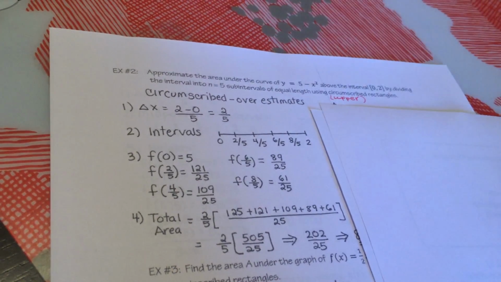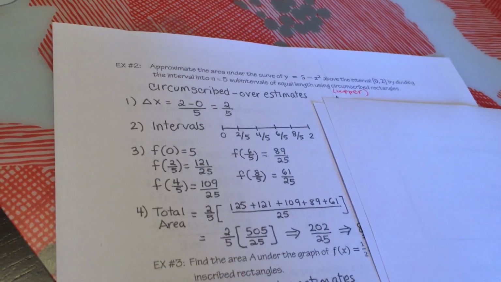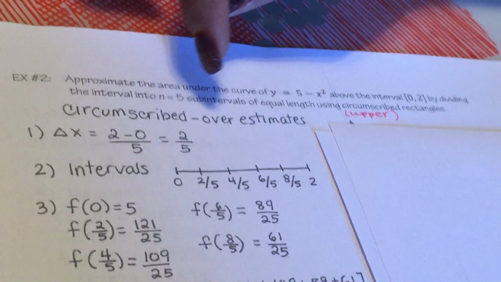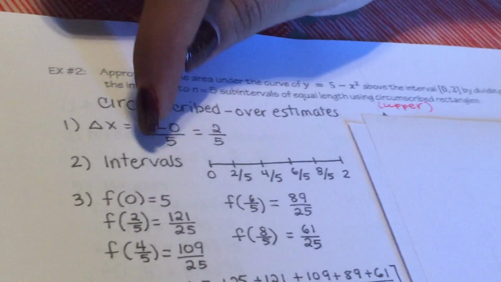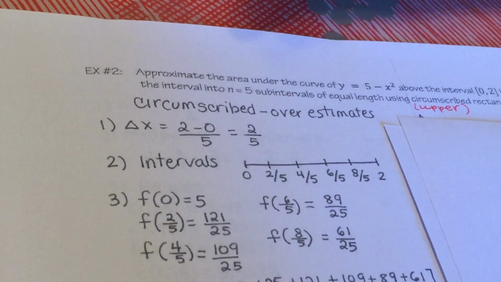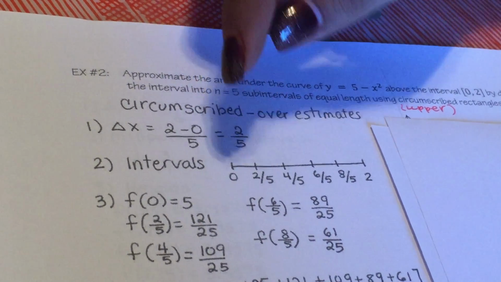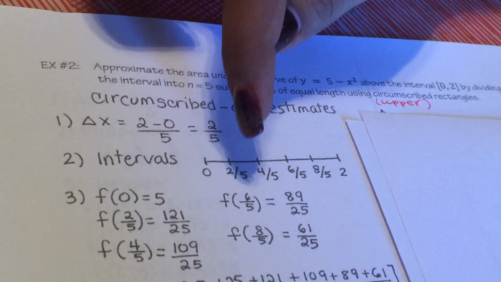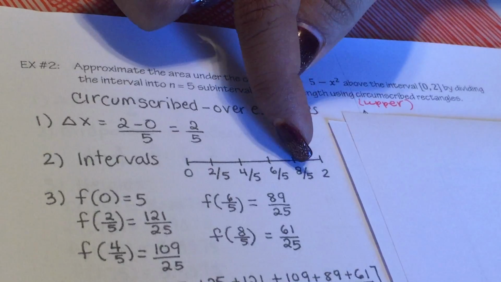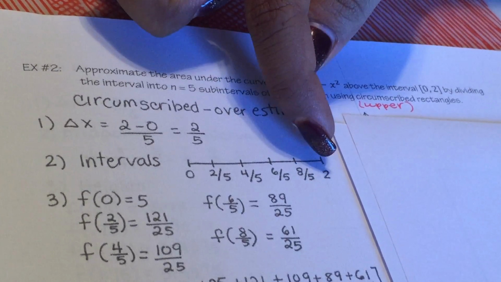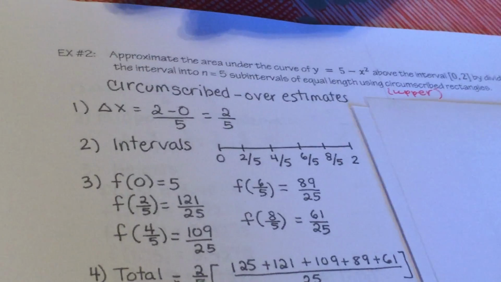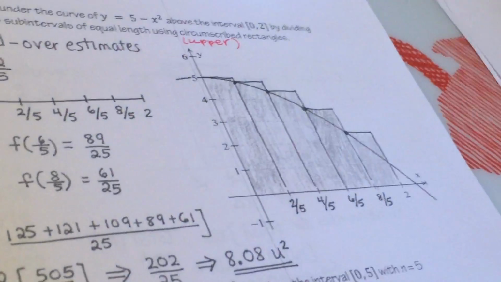Before we start drawing anything in though, we need to find our intervals. So we're going from 0 to 2 with 5 subintervals. So 2 minus 0 divided by 5. So each base, each width has to be 2/5. So we're going to be going from 0 to 2/5, 2/5 to 4/5, 4/5 to 6/5, 6/5 to 8/5, and then finally 8/5 to 2. And that'll give us 1, 2, 3, 4, 5 subintervals, which is what we have on this graph down here.